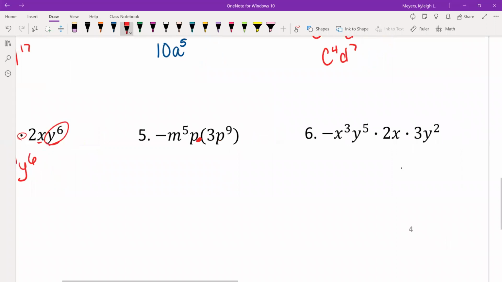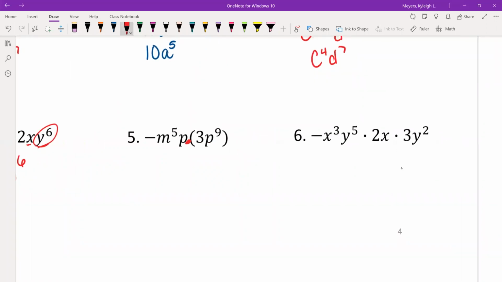Okay. So try 5 and 6. Try 5 and 6 on your own. Just be careful because if there's not 2 letters in the same thing, you still just combine the letters. I don't know if that helped, but try 5 and 6.